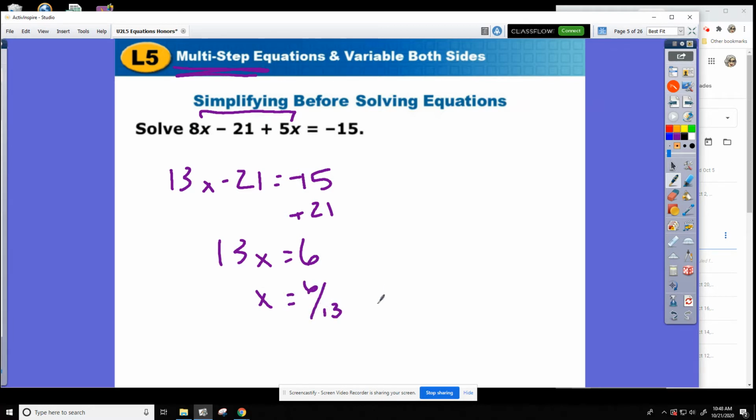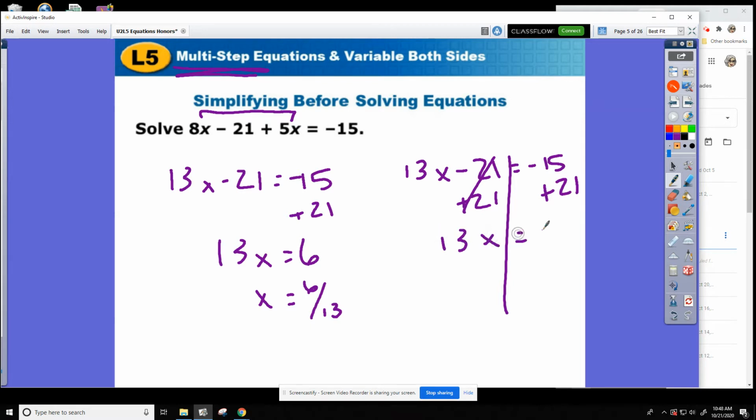Now, I'm not showing every step here. I can. You could think of this line. Add 21. That goes away. Add 21. 13x equals 6. Divide by 13. Divide by 13. X equals 6/13.